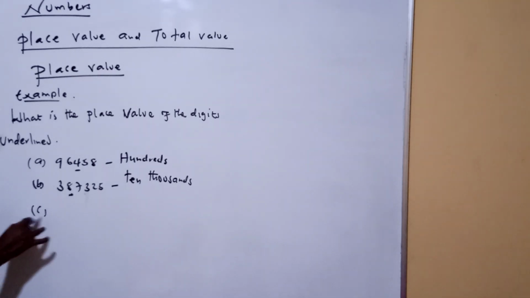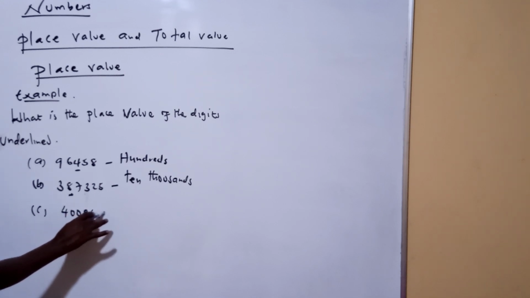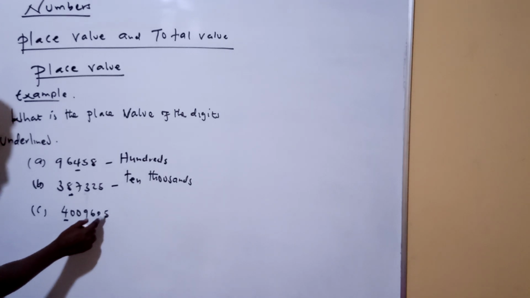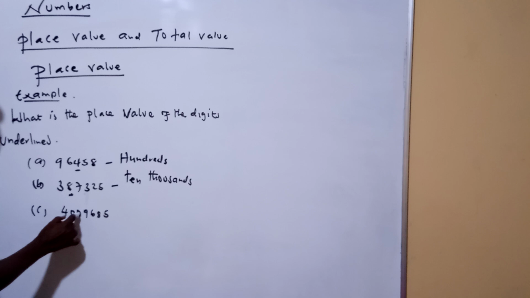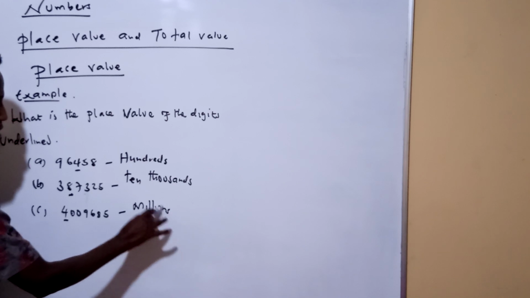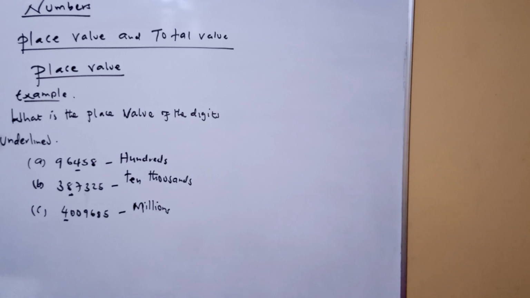Then let me add another one. 4009685. Okay, let's underline this one, digit 4. So this is what you normally call ones, tens, 100, 1000, 10,000, 100,000, then millions. So we are going to say this is millions. For place value of whole numbers, it's very easy.